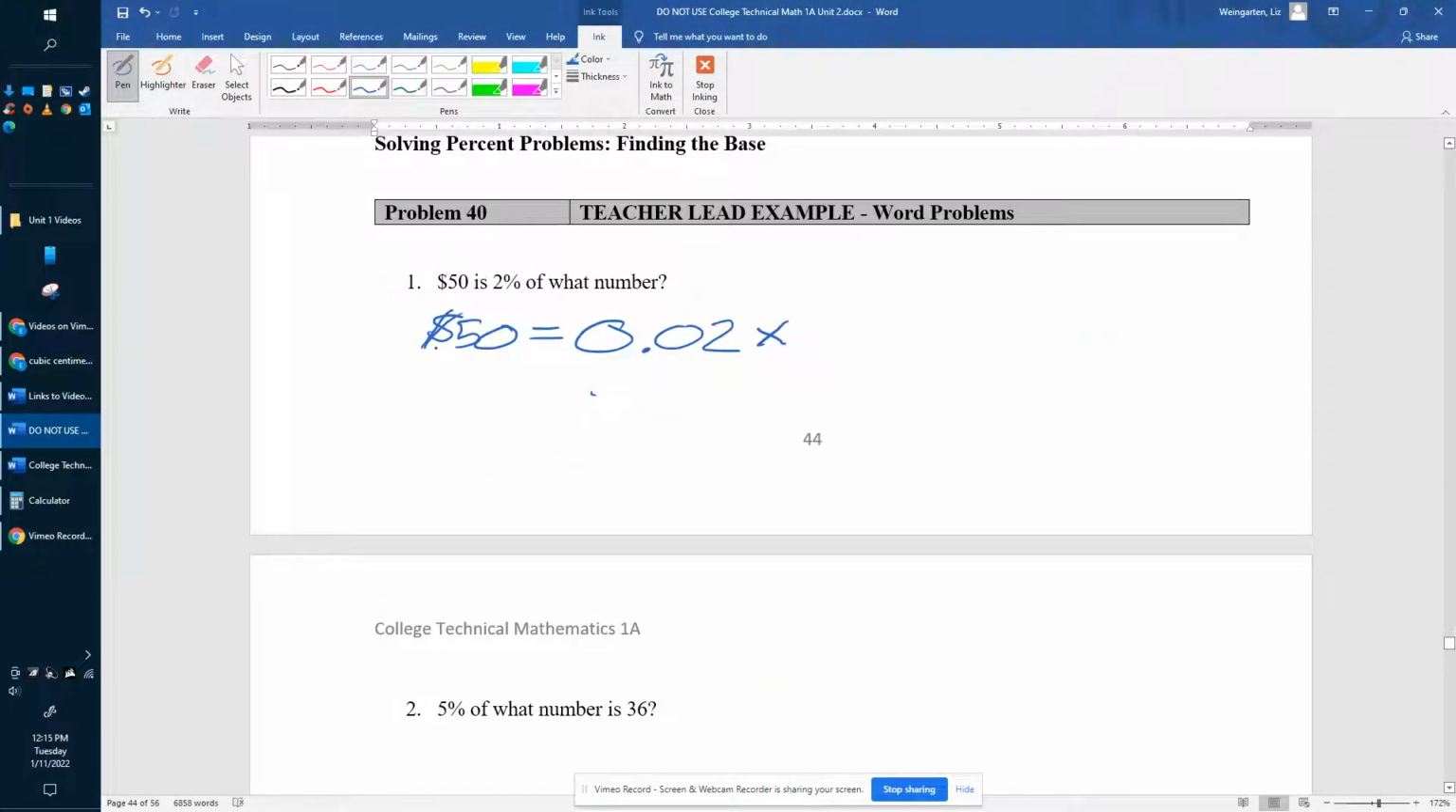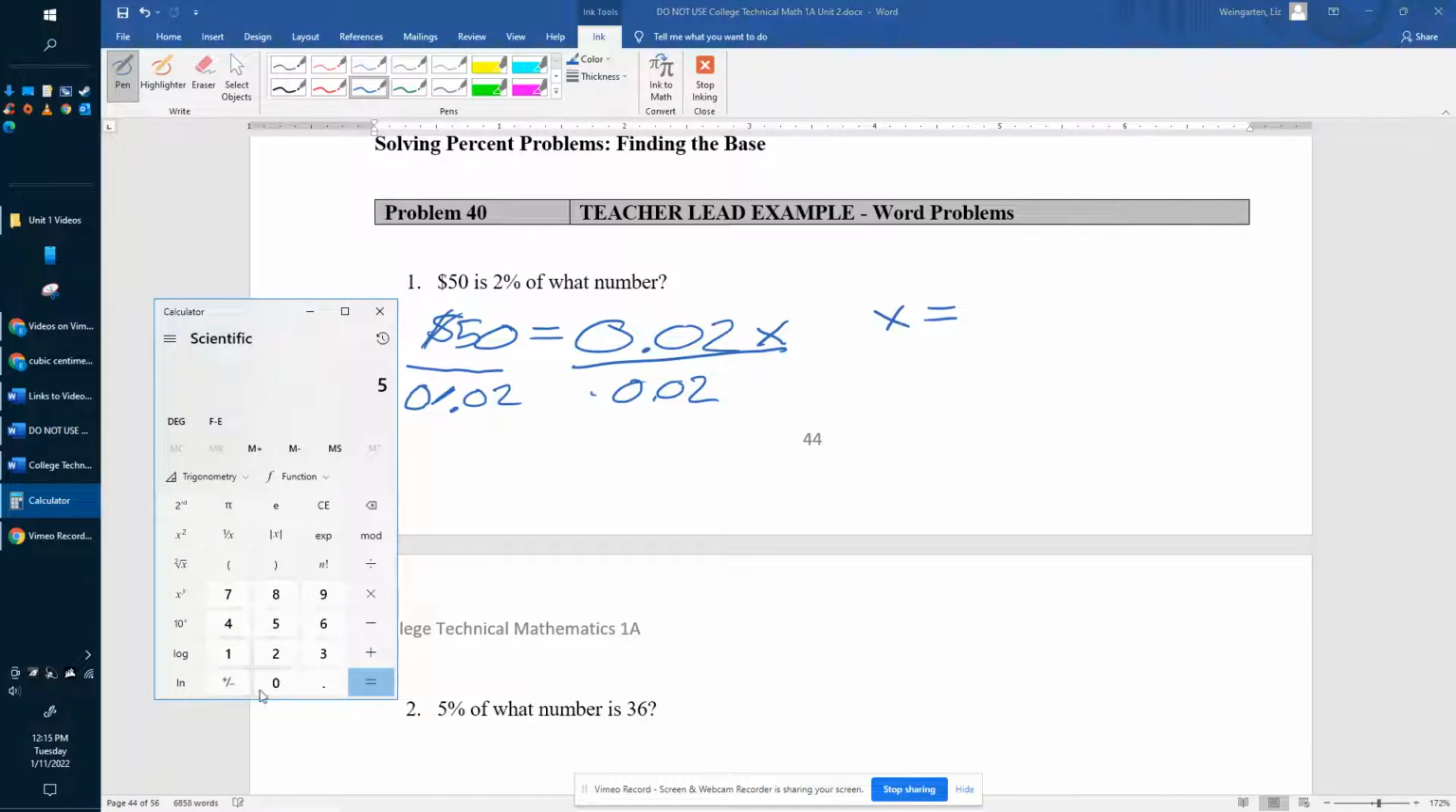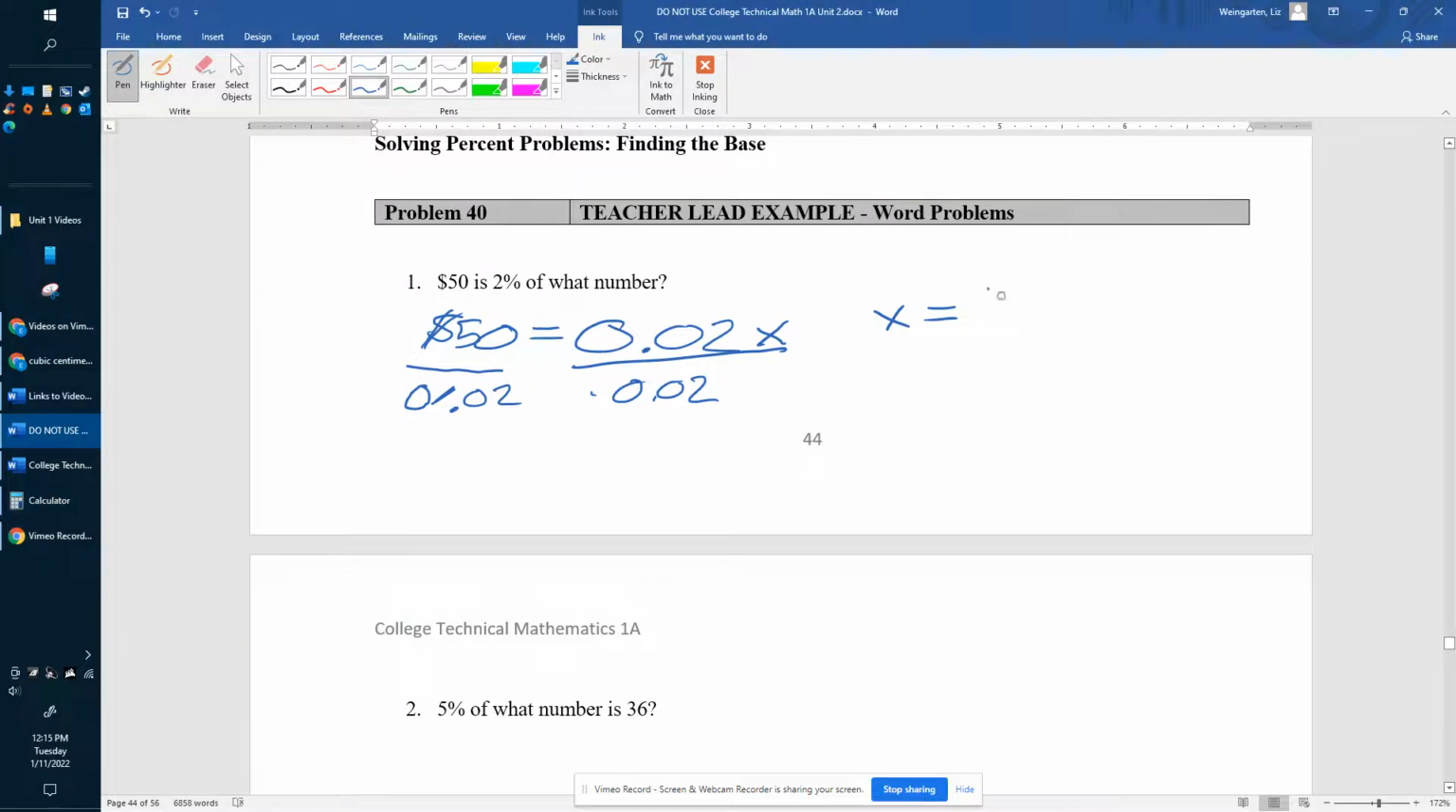All right, so let's take both sides. We divide it by 0.02. And we get x equal to, let's take a look, 50 divided by 0.02. 2,500 is our answer. And it's dollars.